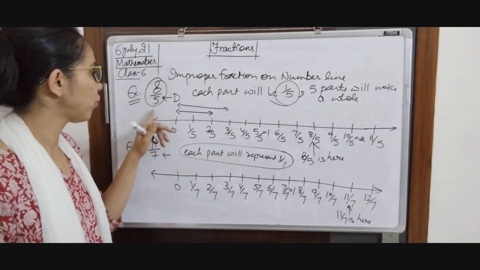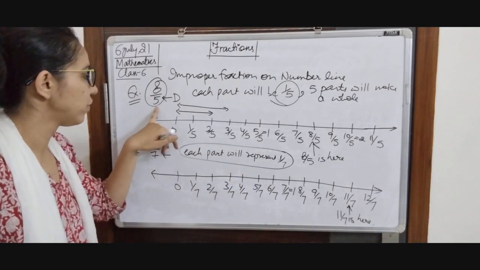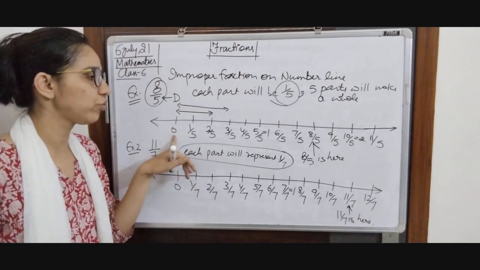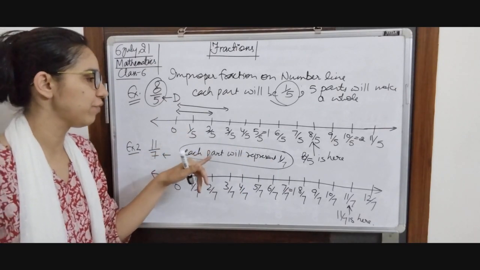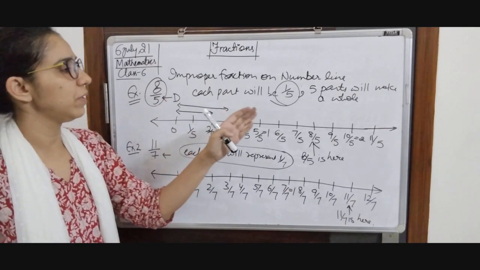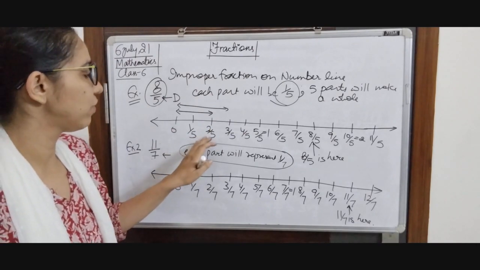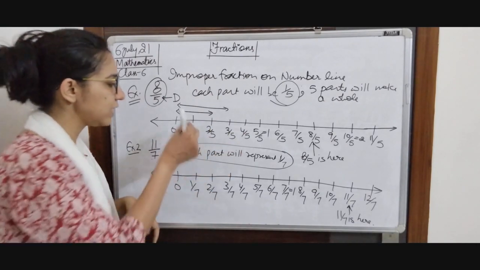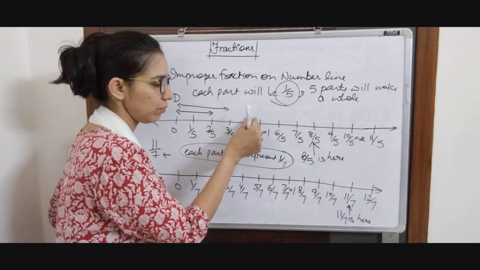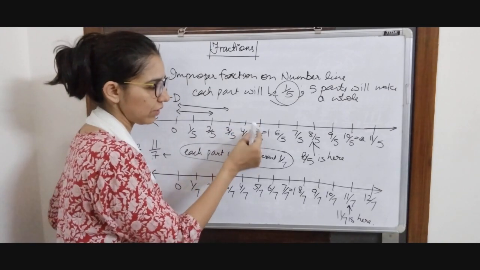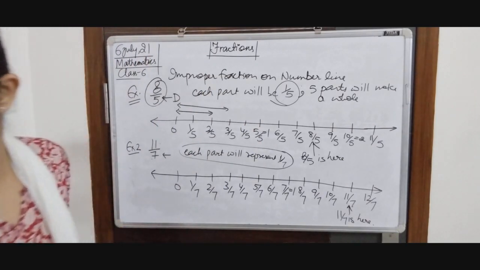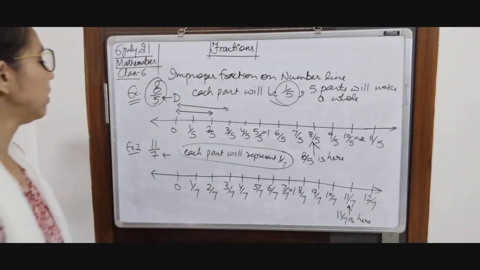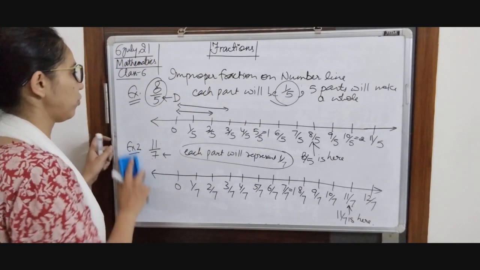Suppose this was 5. So how many parts do you have to divide your 0 to 1 in? In 5 parts. So each part will be 1 by 5. 1 by 5, 2 by 5, 3 by 5, 4 by 5, 5 by 5. So this part is going to be 1 by 5. This is how we are going to represent our proper and improper fractions.